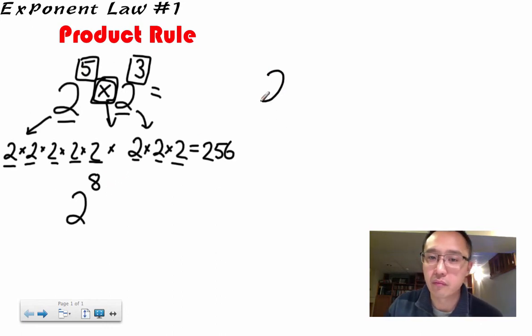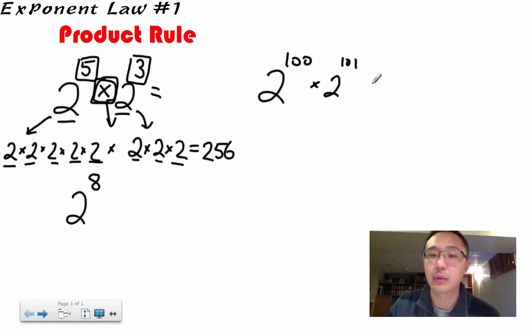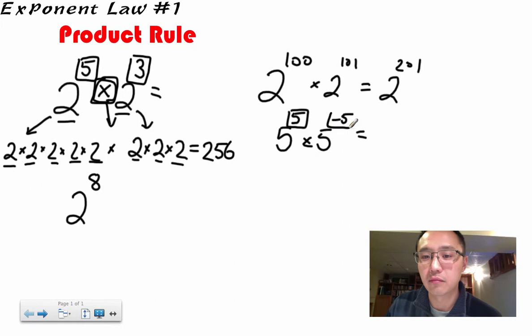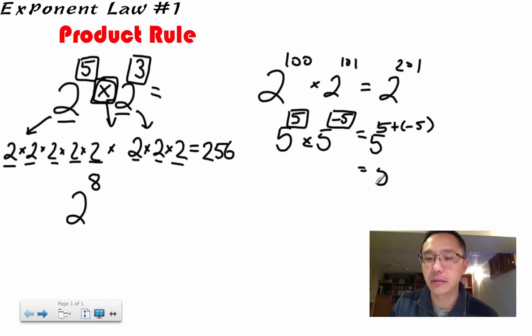So we can have 2 to the 100 times 2 to the 101. This is going to be, if you add the exponents, 2 to the 201. We can have the same base as 5 times something 5. You can have, say, 5 to the 5 and 5 to the negative 5. And you might be wondering, well, what do we do with the zeros? You still apply the same sort of rule, where since these are the same base, they're multiplying together, and you add the exponents. So 5 plus negative 5, sorry. So here's my base. This is going to be 5 to the power of 0, which gives you 1.